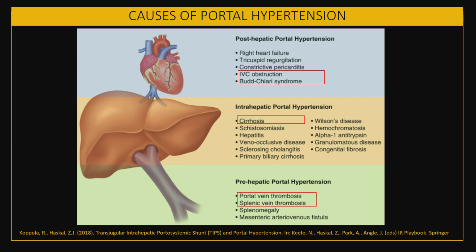The most common cause of intrahepatic portal hypertension is cirrhosis, and then a few other causes like metabolic diseases which are less common. Posthepatic causes are usually either IVC obstruction or outflow obstruction of the liver in the form of obstruction of hepatic veins, or cardiac causes which can lead to portal hypertension.